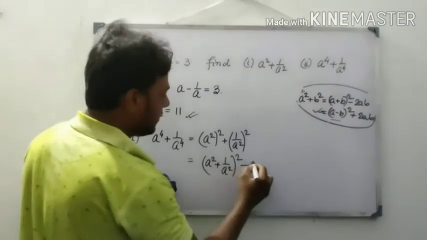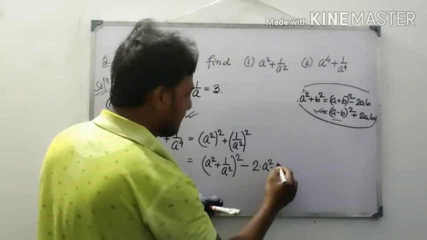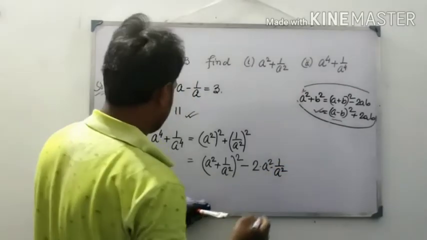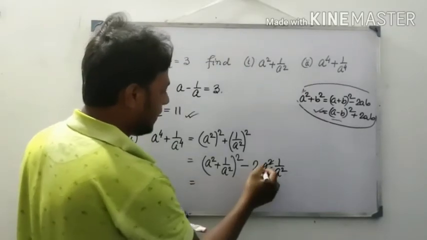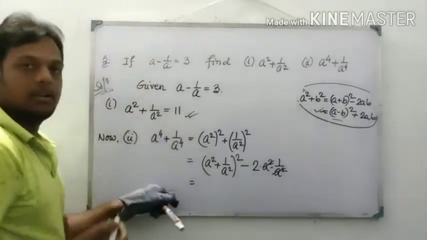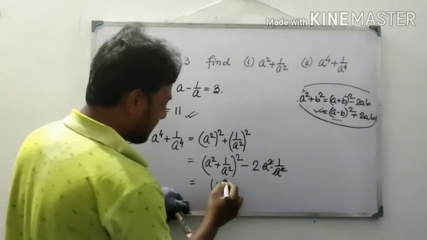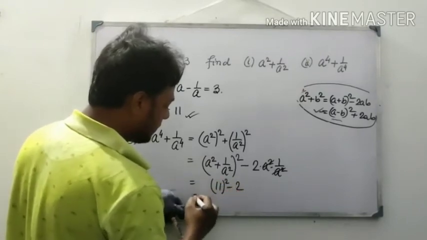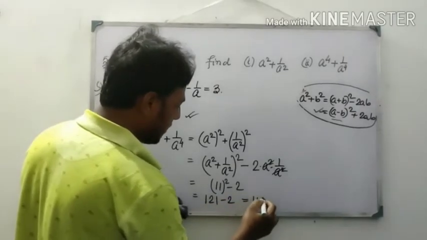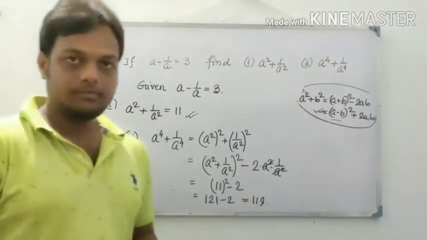Okay, minus 2ab. 2ab means 2 into a square into 1 by a square. Here a square cancels out, and a square plus 1 by a square means here 11. So it will be 11 square minus 2. 11 square is 121, minus 2 equals 119. This completes the solution. Did you get it?